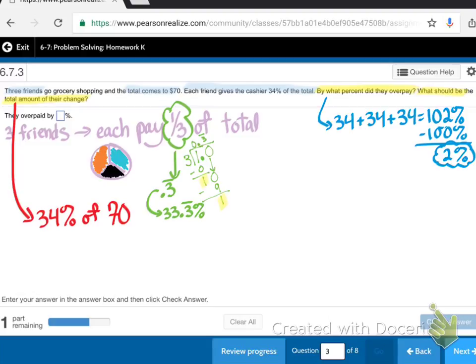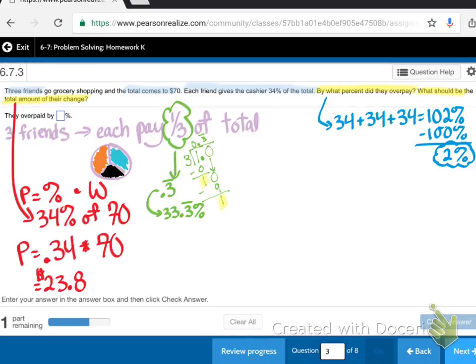Now we can use that information to figure out what their amount of change should be. So we can do 34% of 70 to figure out how much each friend is going to pay exactly, because each friend is paying 34% of the total bill. So 34% of 70 turns into, and this is part equals percent times whole, I'm figuring out their part. Their percent is the percent that they pay, and the whole is our total bill. So 34% of 70 turns into 0.34 times 70, which gives me $23.80.